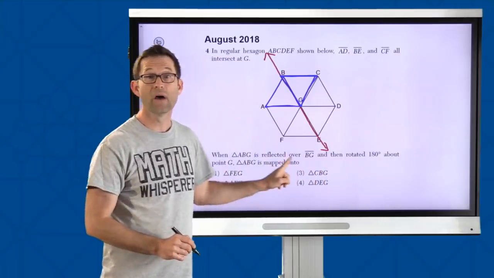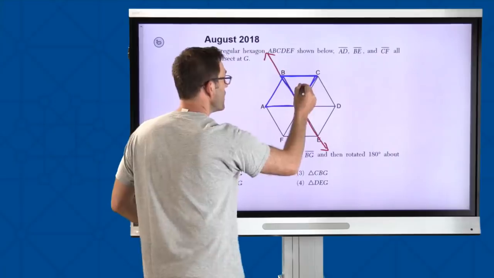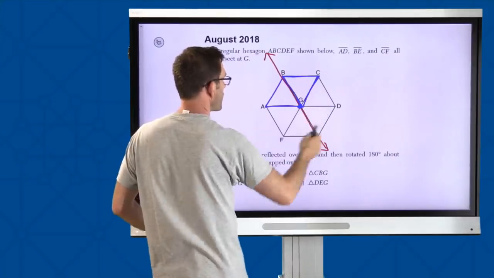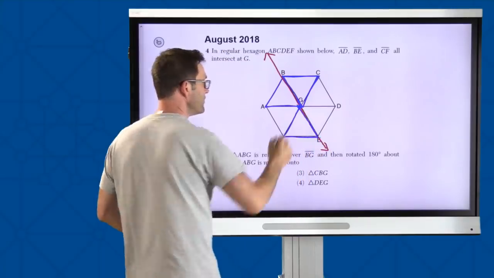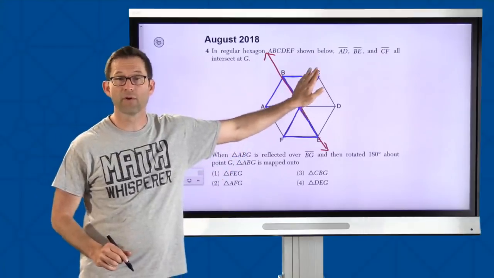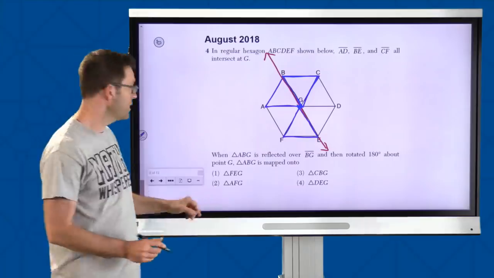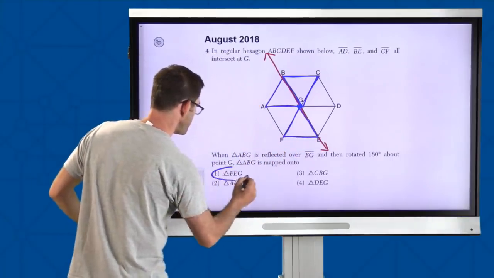180 degrees about point G. So I take the triangle up here and I rotate it 180 degrees. I can't really actually do that, but if I rotated it 180 degrees, it would rotate down here, right? And so taking this triangle, reflecting it over here, and rotating it 180 degrees down here would mean that it would map onto triangle FEG.